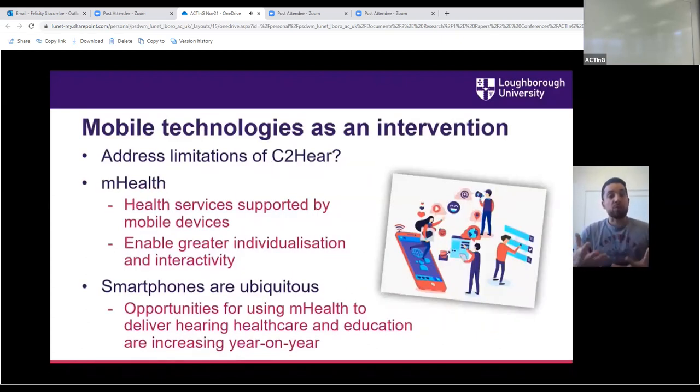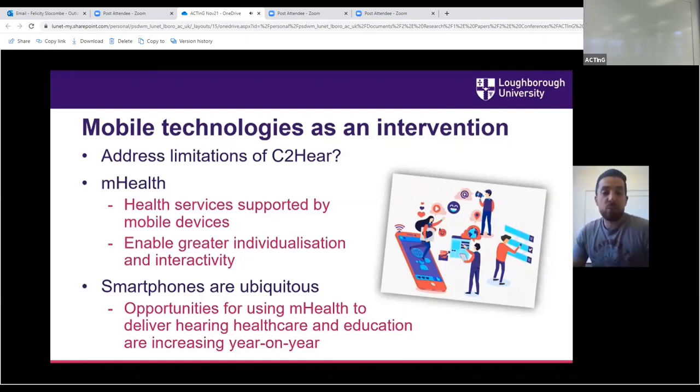So as a possible way of addressing some of these limitations, we turned to mobile technologies as a potential intervention. Mobile technologies, or mHealth, which refers to the delivery of healthcare via mobile technologies such as smartphones, tablets, PCs and computers, for instance, have shown these types of technology can enable greater individualization and interactivity, which I mentioned earlier can actually enhance learning potential.